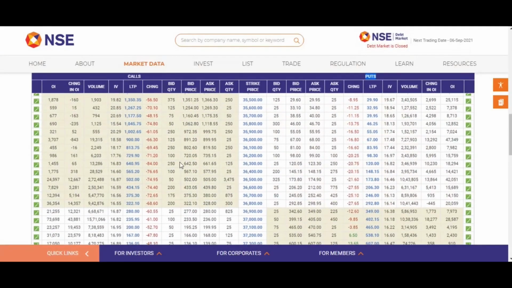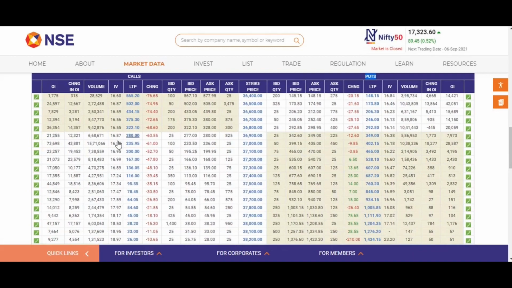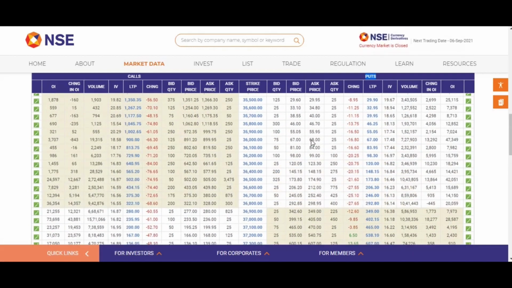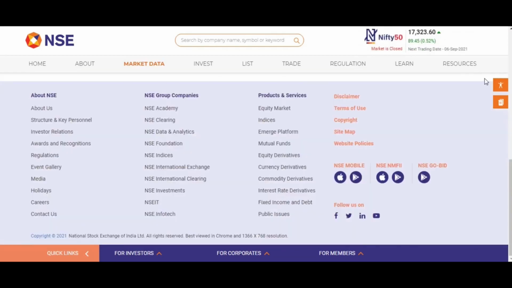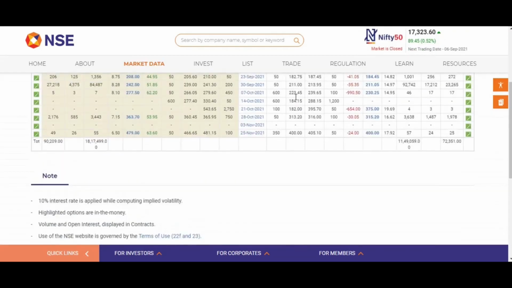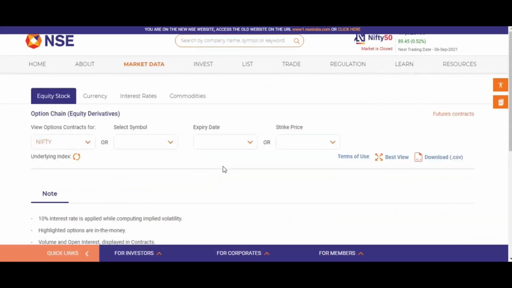So this gray portion is in the money for calls. This gray portion is in the money for puts. This white portion is basically out of the money for calls. And this white portion is out of the money for puts. Now, getting the concept? Now let's go again to the Nifty. Let's refresh.